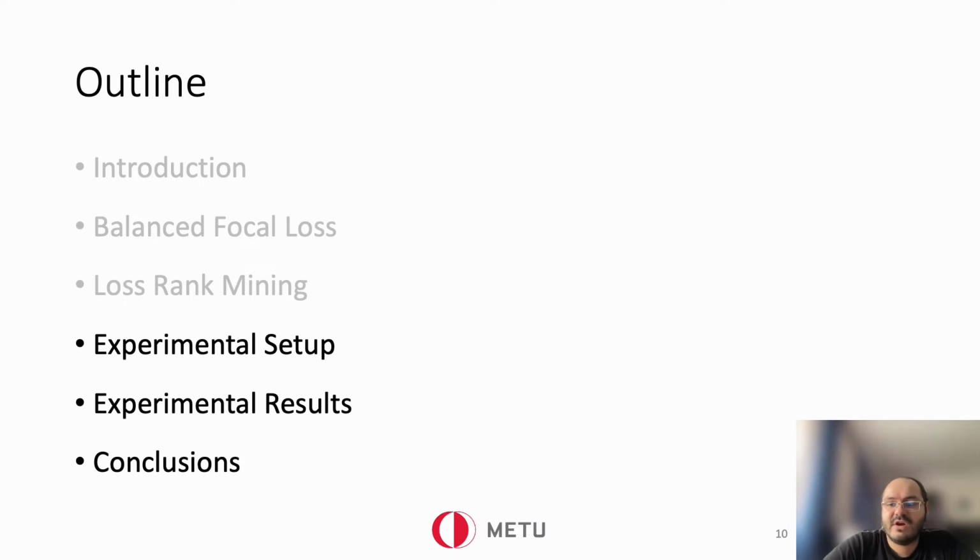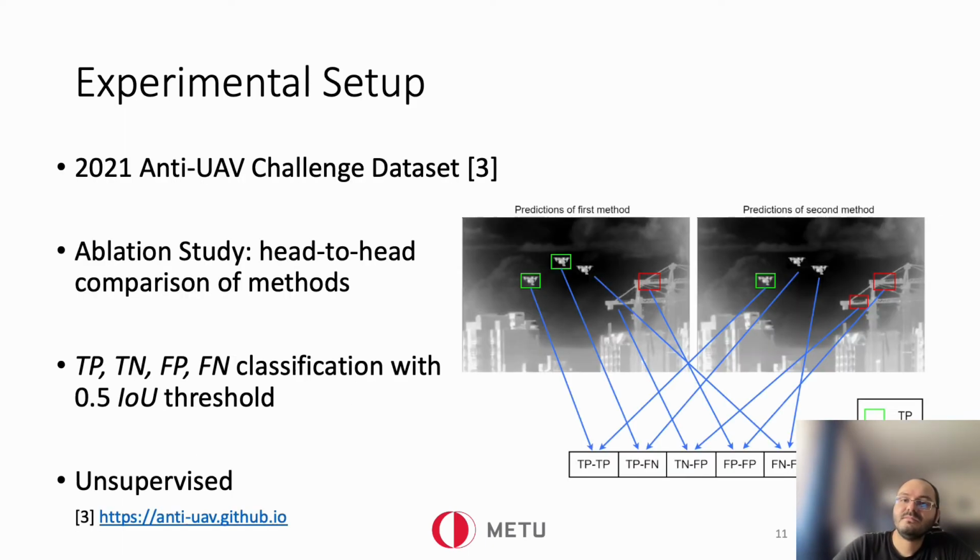So up to now we have covered the introduction and proposed methods. Now I will go on with the experiments. In the experiments, the 2021 Anti-UAV Challenge Dataset is used. For an ablation study, we have compared the methods head-to-head in an unsupervised way. We don't know whether samples are hard examples or not, so we have made an assumption.